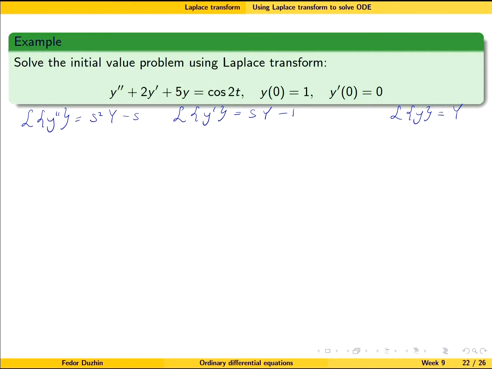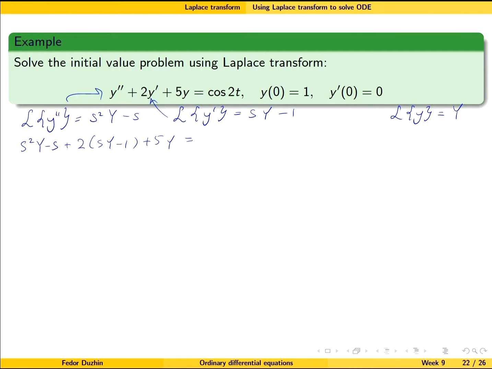Right? So substituting it into the ODE, I'm going to get s squared Y minus s plus 2 times (sY minus 1) plus 5Y equals the Laplace transform of cosine of 2t. So how do we find the Laplace transform of cosine of 2t?